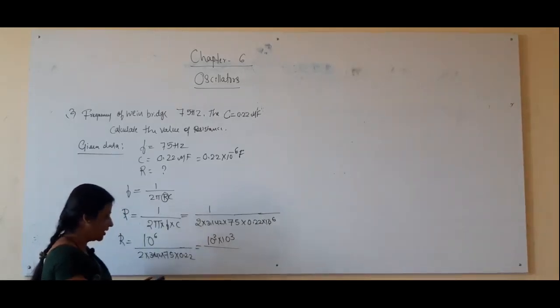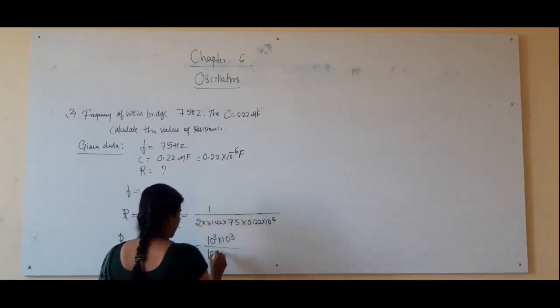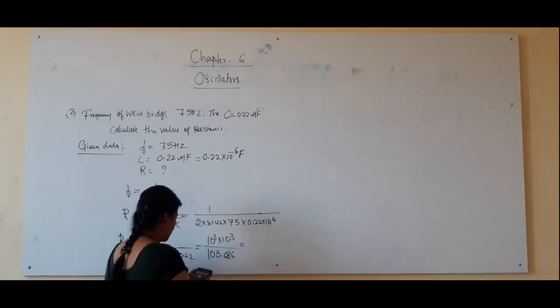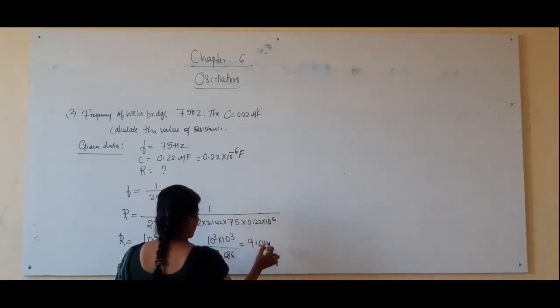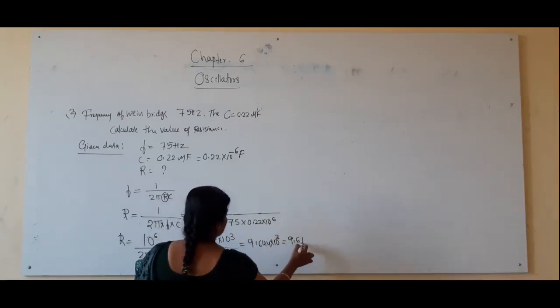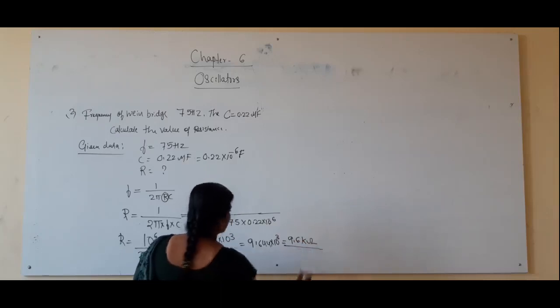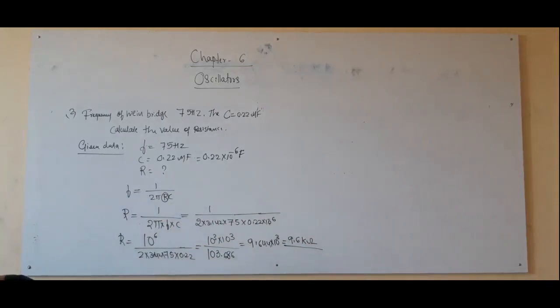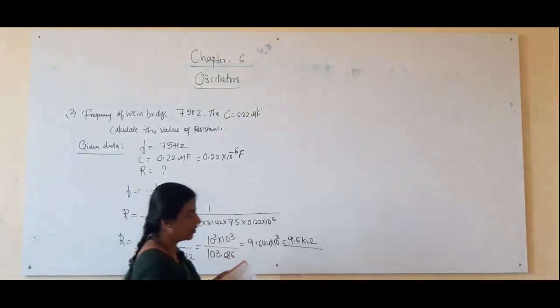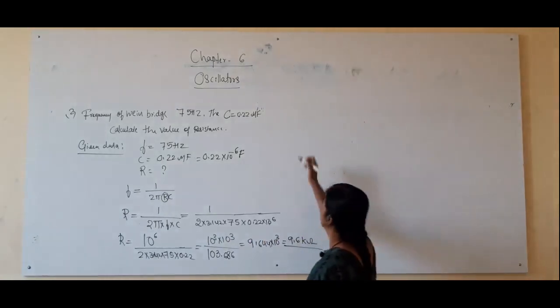So the multiplication gives 103.686. That is 1000 divided by 103.686, which is equal to 9.644 into 10 raised to 3, that is 9.6 kilo ohm. The resistance required is 9.6 kilo ohm. So for this particular problem, next is the frequency of the Wien bridge oscillator, the third problem.